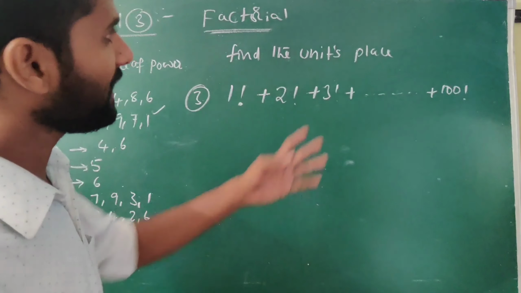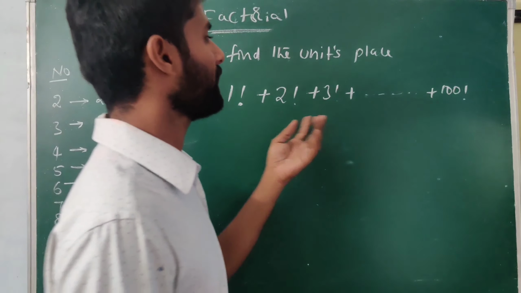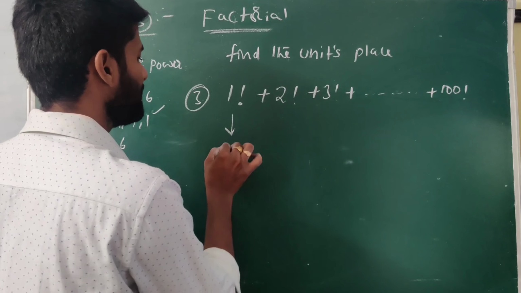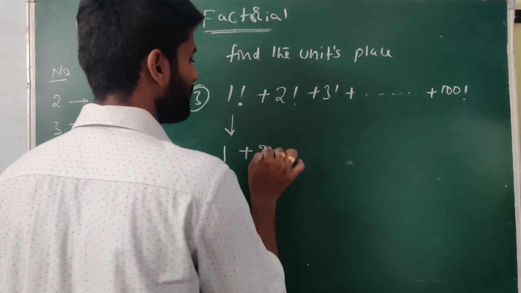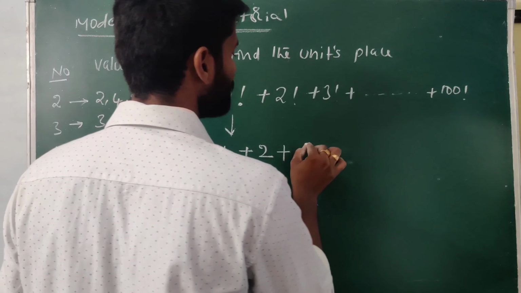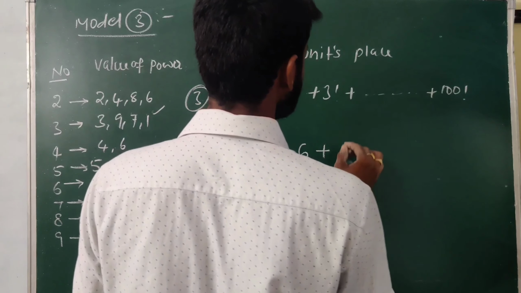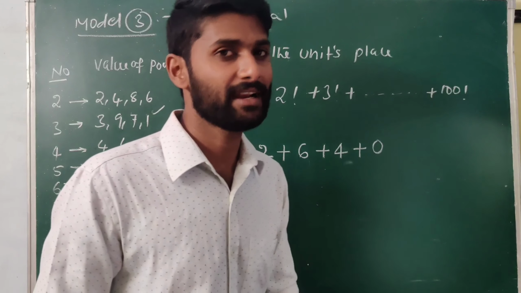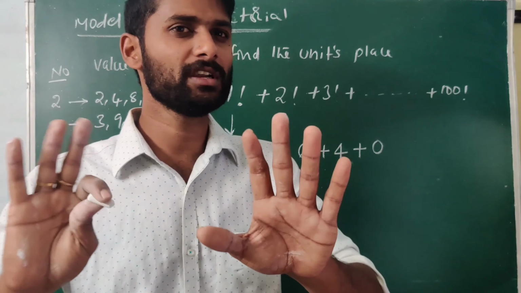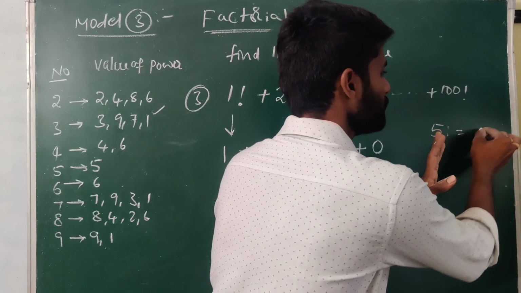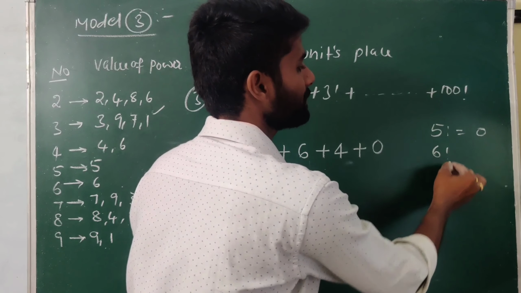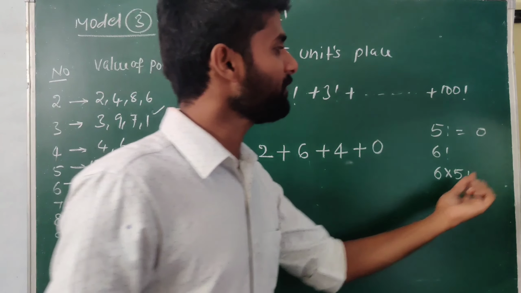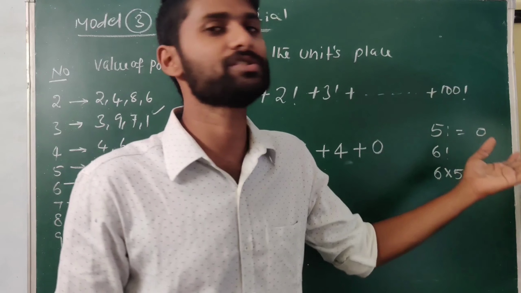Next question. Find the units place of 1 factorial plus 2 factorial plus 3 factorial up to 100 factorial. We know 1 factorial is equal to 1 and 2 factorial is equal to 2. 3 factorial is 6, 4 factorial is 24, and 5 factorial is 120. Just see, if 5 factorial has units place 0, then 6 factorial means 6 into 5 factorial, and 6 into 0 again gives units place 0.